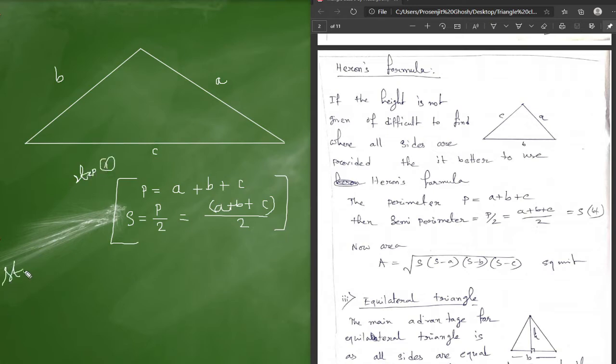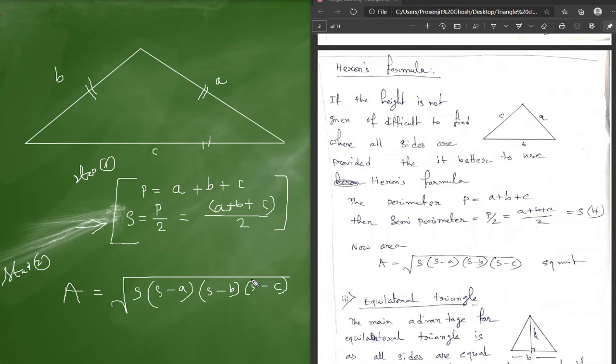Now step 2 is this formula that you have to remember. Area equals under root of S, where S is the semi-perimeter as I told you earlier, then within brackets S minus A, that means semi-perimeter minus the first side, then semi-perimeter minus the second side, then semi-perimeter minus the third side. That is the whole formula that you have to remember. So when you put in all these values, you will get a certain area in square units. That's it. It's known as Heron's formula.